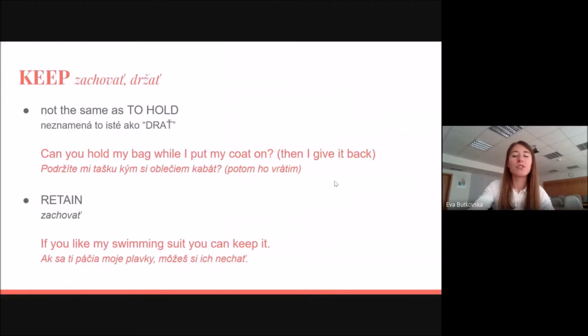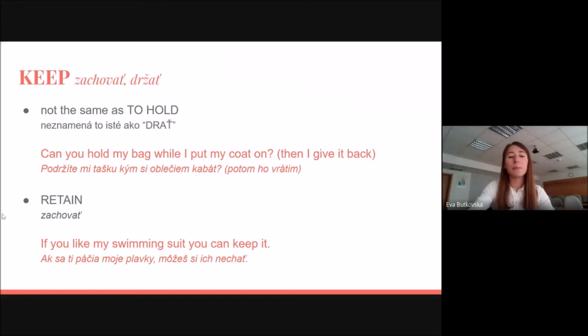So let's start with the verb keep. Now, I want you to think about this verb and really understand that it is not the same as the verb to hold. If I hold this marker and I put it down, I'm not holding it. But if I hold it and I take it home, I can keep it. So I'm not keeping it at the moment. If I take the marker home, I will keep it.